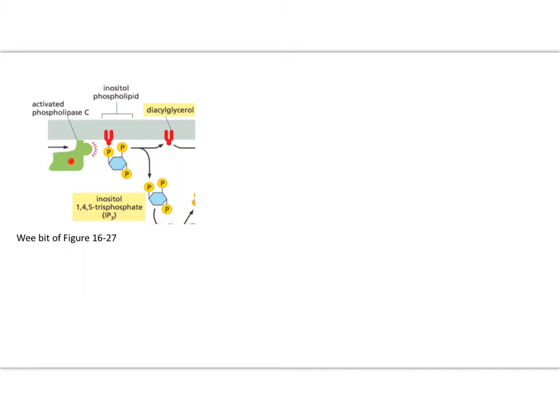Basically, phospholipase C is activated by GPCR signaling, and then it will use inositol phospholipid and break that down into two different parts. This is a pretty complicated structure, so let's take a minute to break that down. Basically, there are two fatty acid tails, and then there's a glycerol. And that sounds a whole lot like a pretty typical phospholipid.